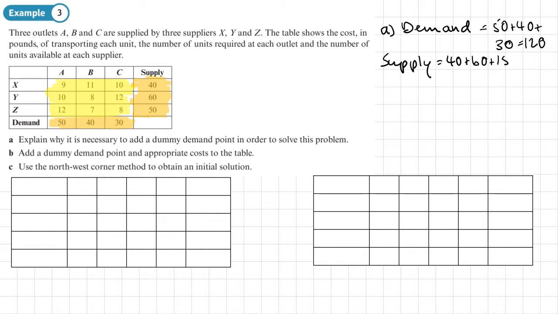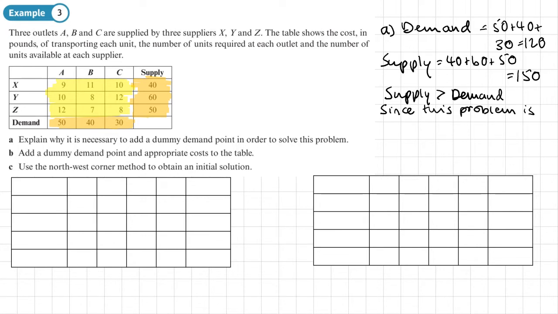So we have a supply of 150. So we have an unbalanced problem. The supply is greater than the demand. So we have excess supply or excess capacity.